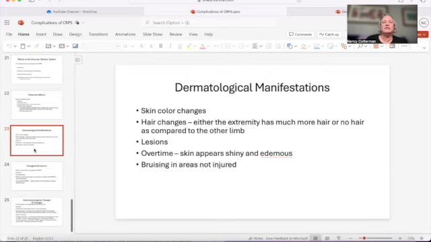Dermatological manifestations include changes in the color of the skin, hair changes. Either the extremity has much more hair or no hair at all as compared to the unaffected limb. Lesions. CRPS lesions can be very difficult to treat and often become infected. Over time, the skin appears shiny and edematous, which means swollen, bruising in areas that are not injured.